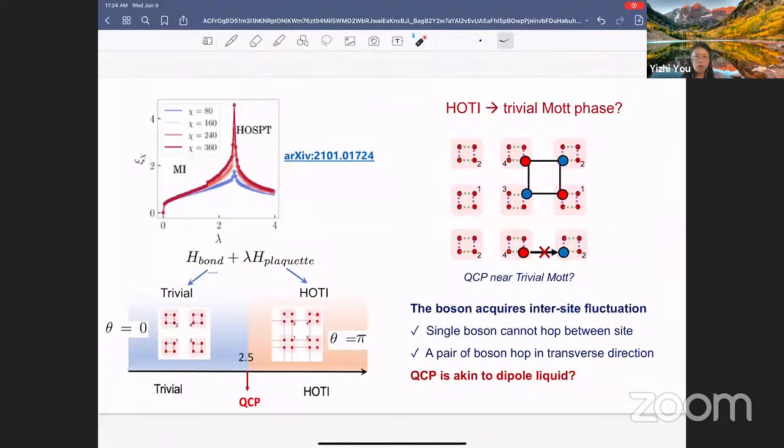Instead, the leading order dynamics comes from a pair of bosons, something like a particle pair, and they can only hop along a 1D stripe, which is perpendicular to their dipole's orientation. So at a quantum critical point where the intra-site interaction and inter-site interaction are comparable, it's more like a metallic phase where the charge degree of freedom at least has some mobility, but a single charge cannot fluctuate. And the only mobility comes from a pair of charges.